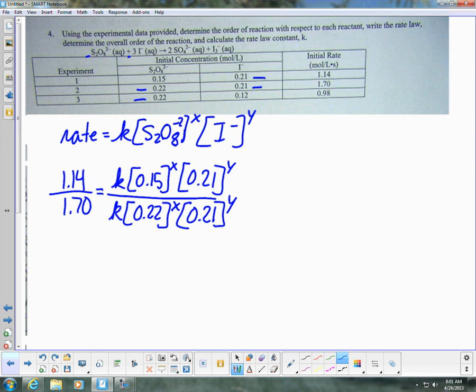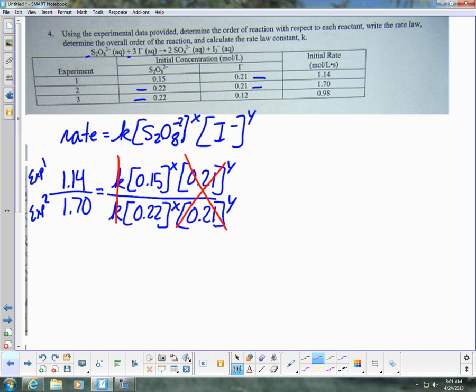You see what I've done? So I've just taken experiment 1, and that's the top one right here. This is experiment 1, and this is experiment 2. Okay, can you see what I've done? Now, doing that, the k's will cancel. What else will cancel? The y one. So this thing will be out, right?